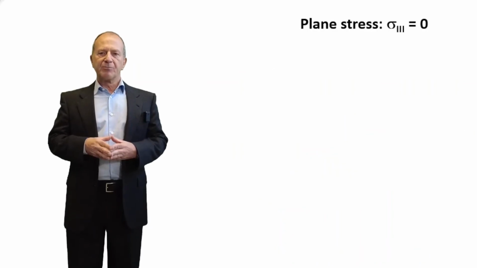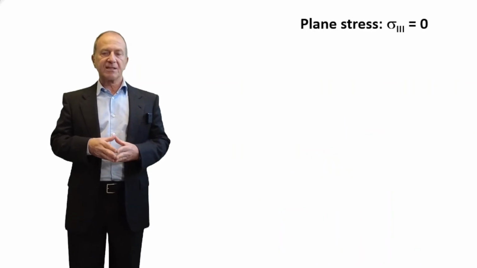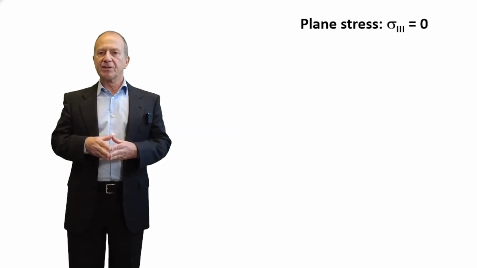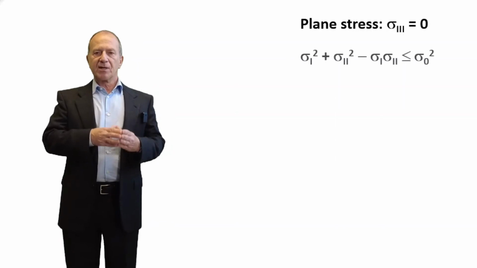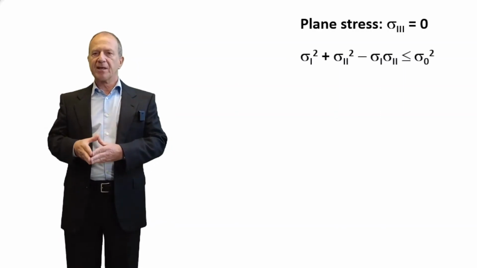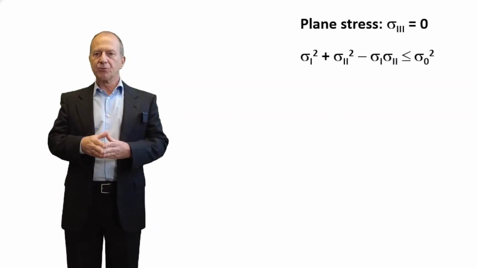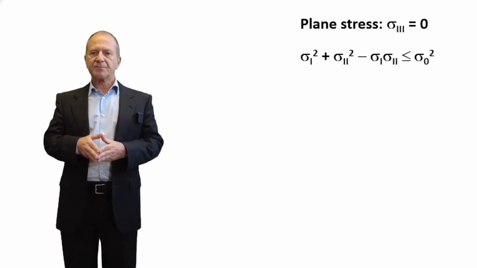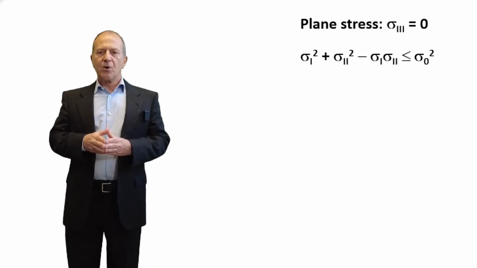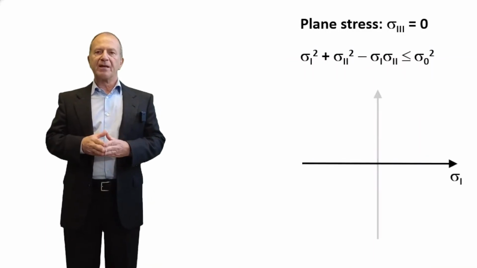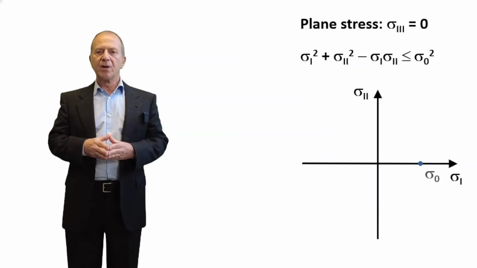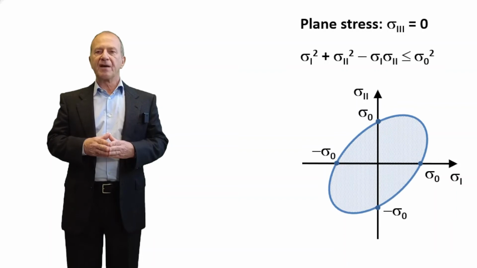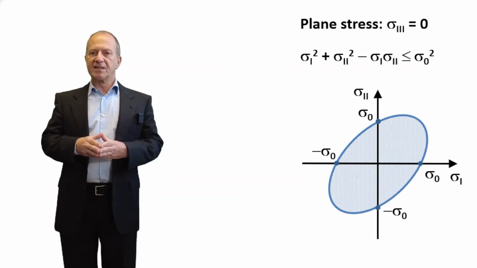If one of the principal stresses is 0, for instance if sigma 3 is 0, von Mises criterion in plane stress conditions reads sigma 1 squared plus sigma 2 squared minus sigma 1 sigma 2 less than or equal to sigma 0 squared. This inequality defines an elliptical domain in the plane sigma 1 sigma 2 with principal diameters rotated of plus or minus 45 degrees with respect to the Cartesian axis.